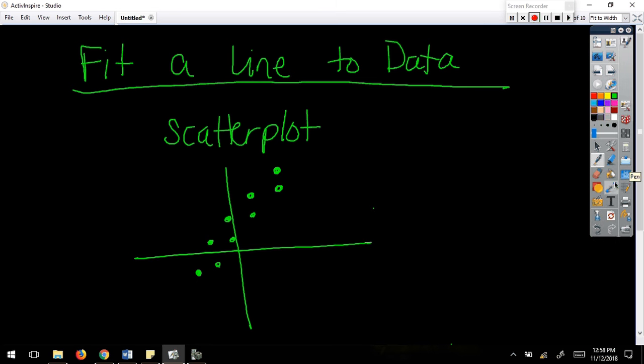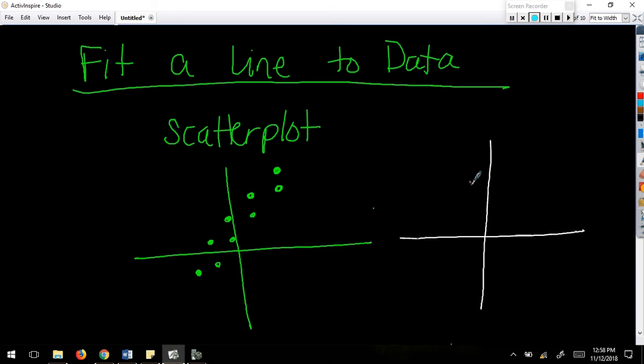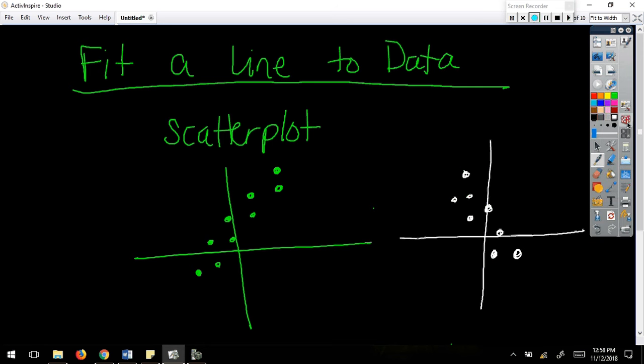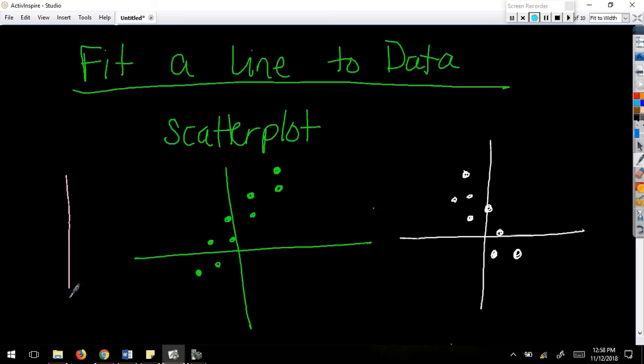Okay, so I'm going to put several up here, and we're going to talk about what those patterns mean. So do this one, maybe one that looks like this, and another still maybe that. We'll let this one be kind of all over the place.